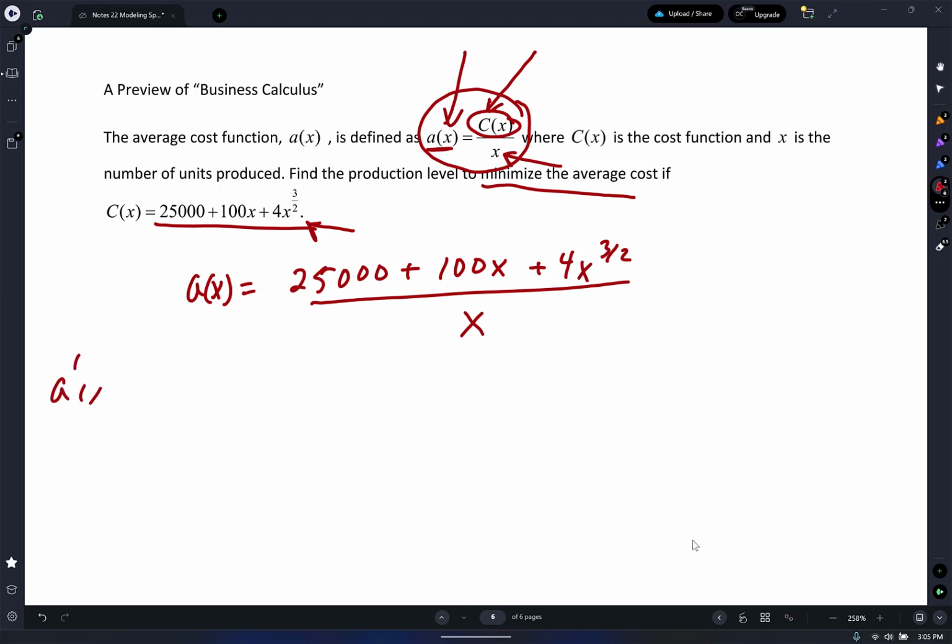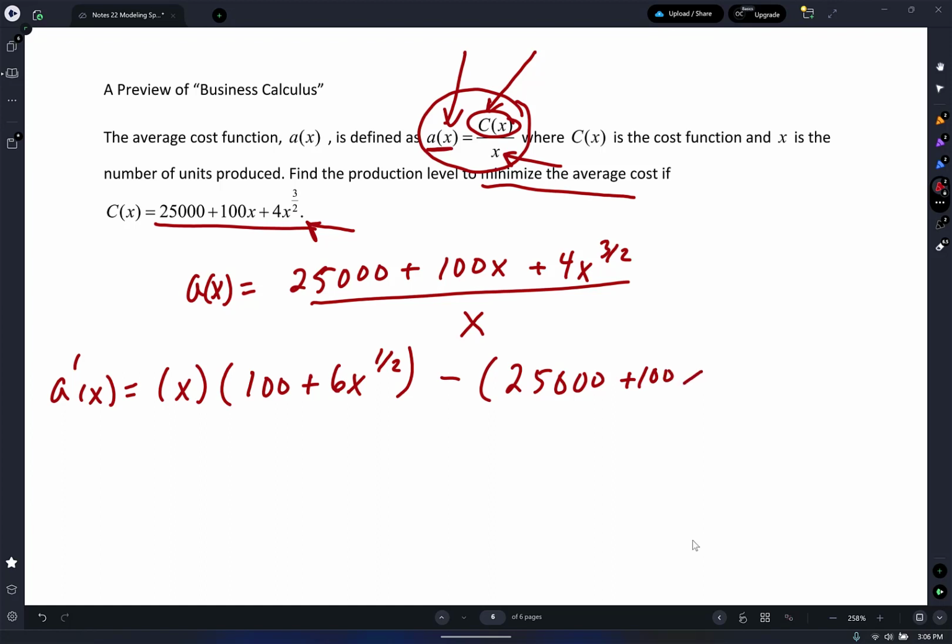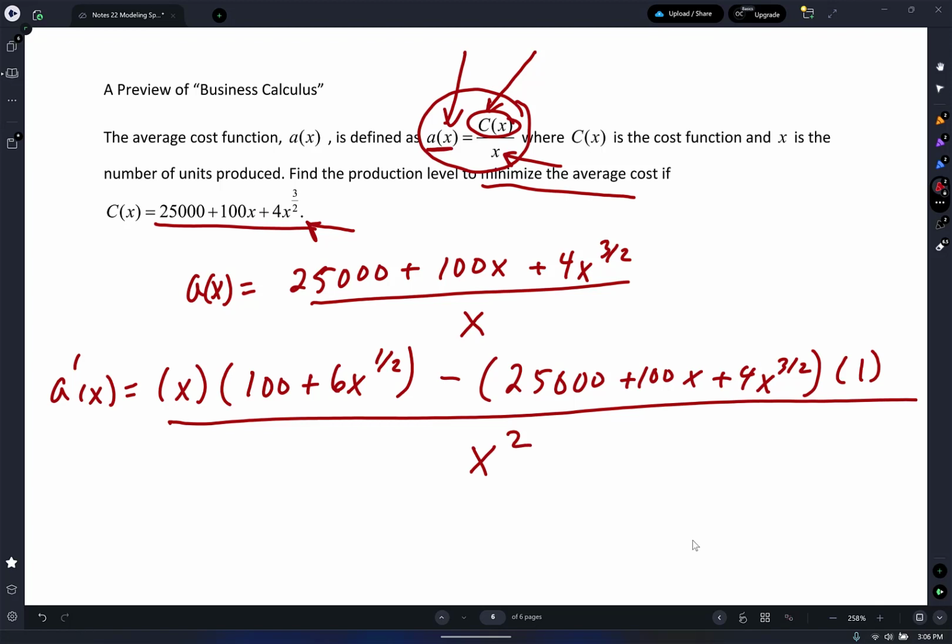A prime of X. Bottom times derivative of the top. What's the derivative of the top? 100 plus 6X to the 1/2. Plus or minus? Minus top, 25000 plus 100X plus 4X to the 3/2, times derivative of the bottom, which is just 1, all over bottom squared. Are we okay or no?